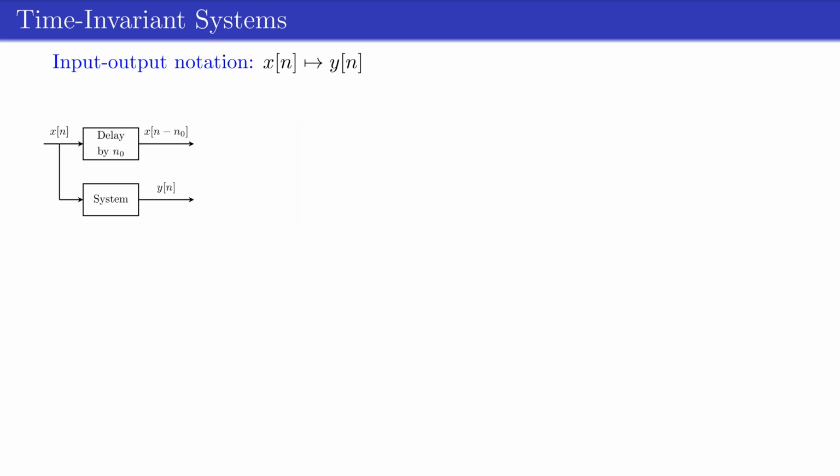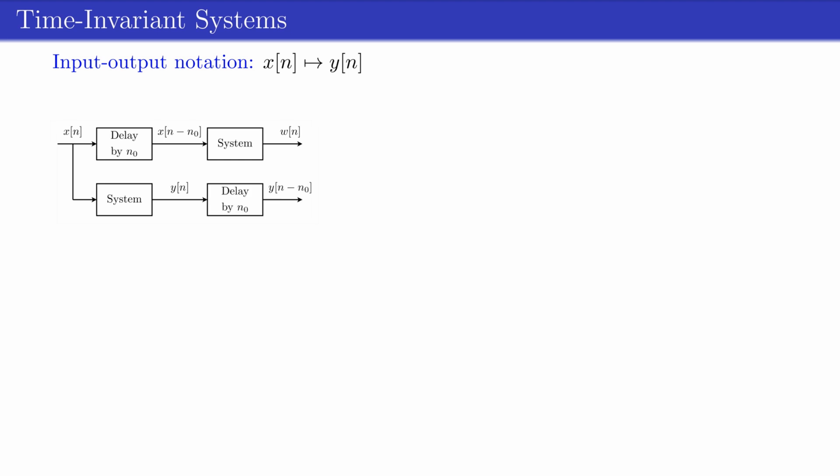When delaying the signal x[n] by n0 samples, this results in a delayed signal x[n minus n0]. By using this delayed signal as the input of the same system, the output is denoted by w[n]. On the other hand, by delaying signal y[n] by n0 samples, the result is y[n minus n0].